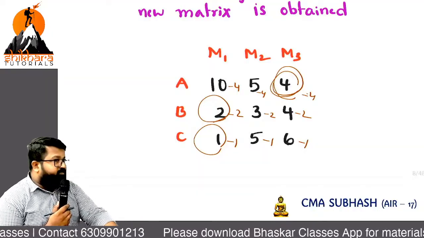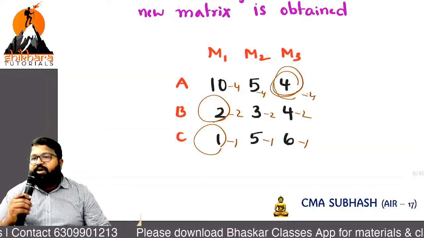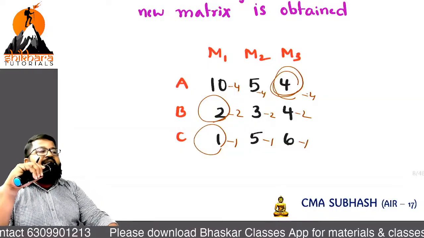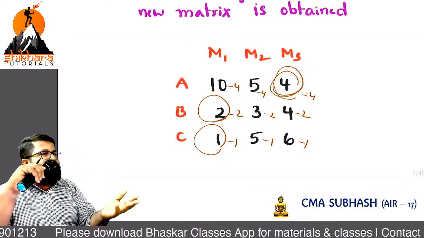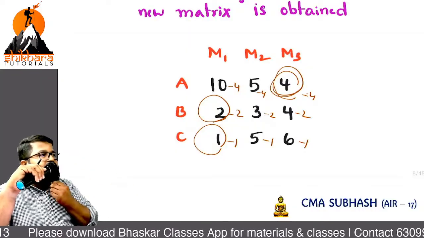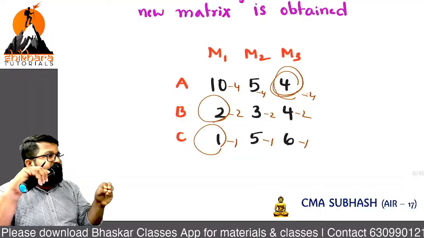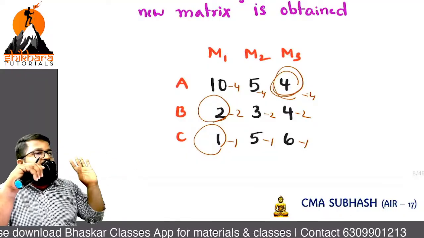Sir, the first step is the most important step. What is the row operation, sir? Identify the least number from each row, mark it, and form a new matrix. How to form the new matrix? By deducting the least number from the respective row elements.